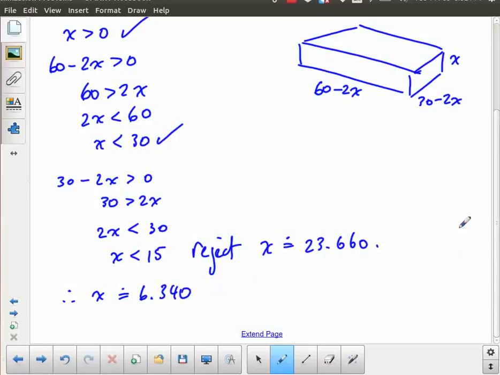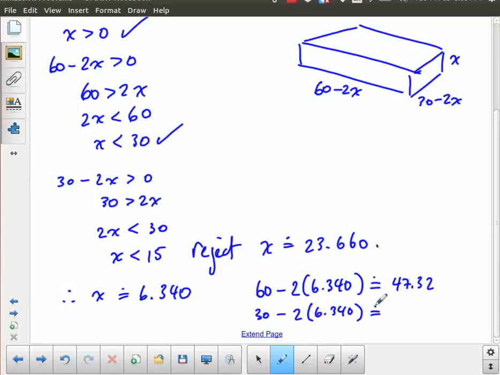And I believe the question actually wanted to know what the dimensions of the box were. And so for that, now I have to sub in my values. So for example, 60 minus 2 times 6.340, that dimension is going to give me approximately 47.32. And 30 minus 2 times 6.340 is going to give me approximately 17.32.